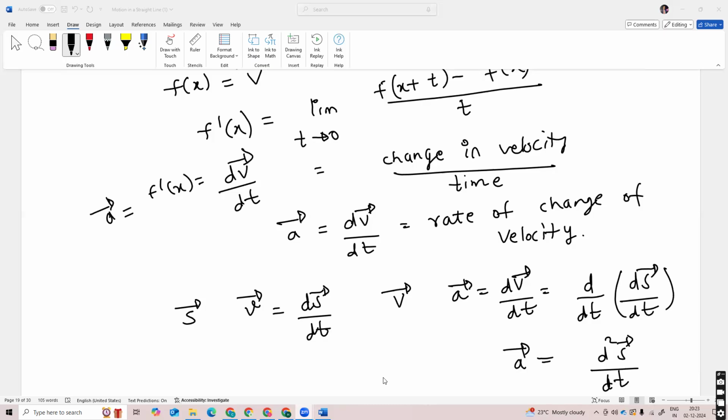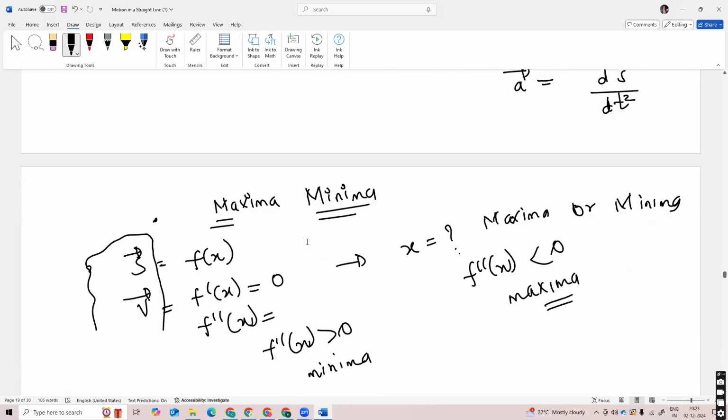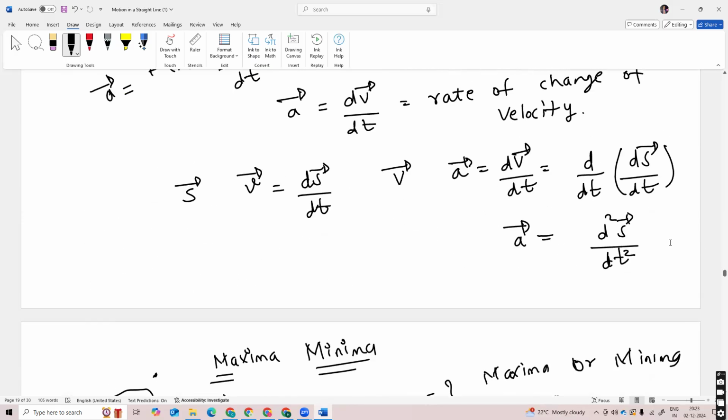Sir, for acceleration, is it double differentiation of d x square, or is it d double square s divided by dt square? Oh, sorry, yes, I have written ds. It is dt square. You are right. I forgot to write it. It is dt square.